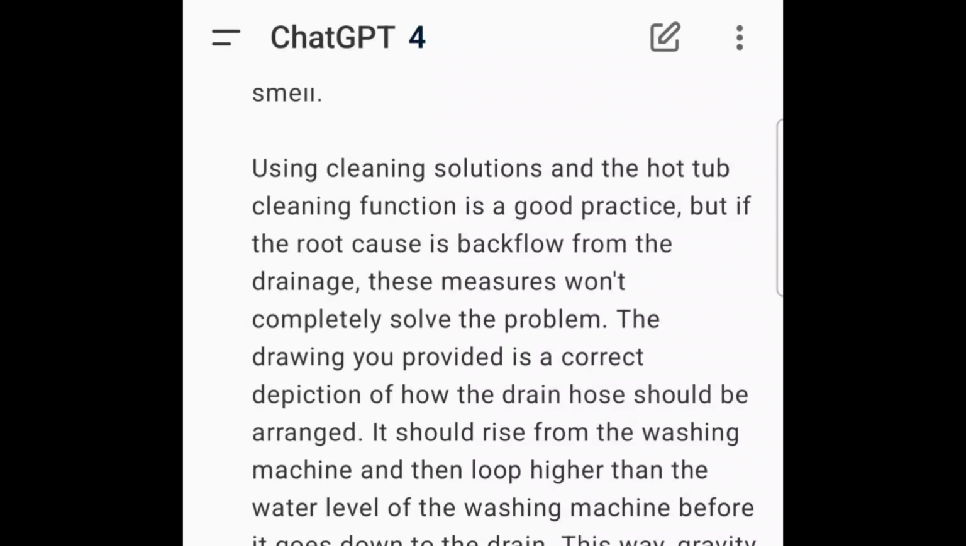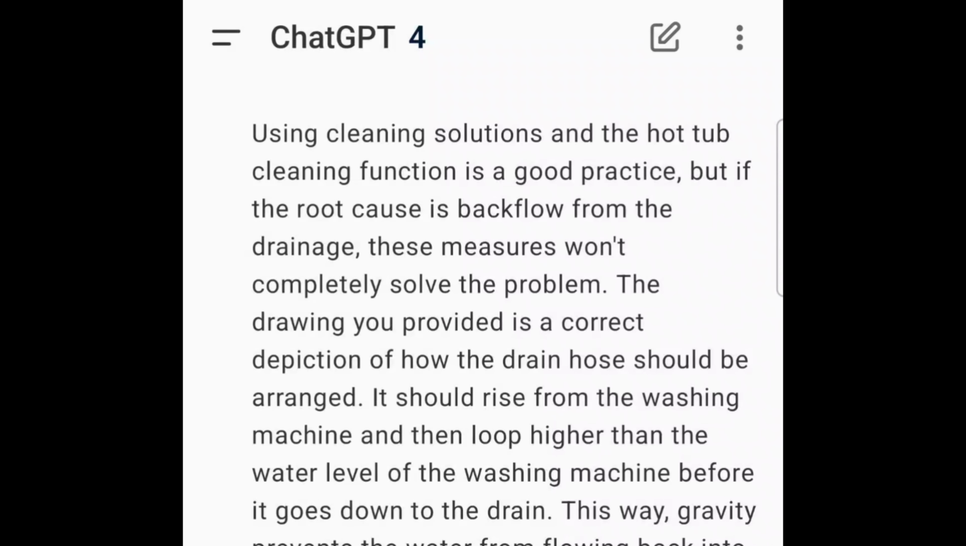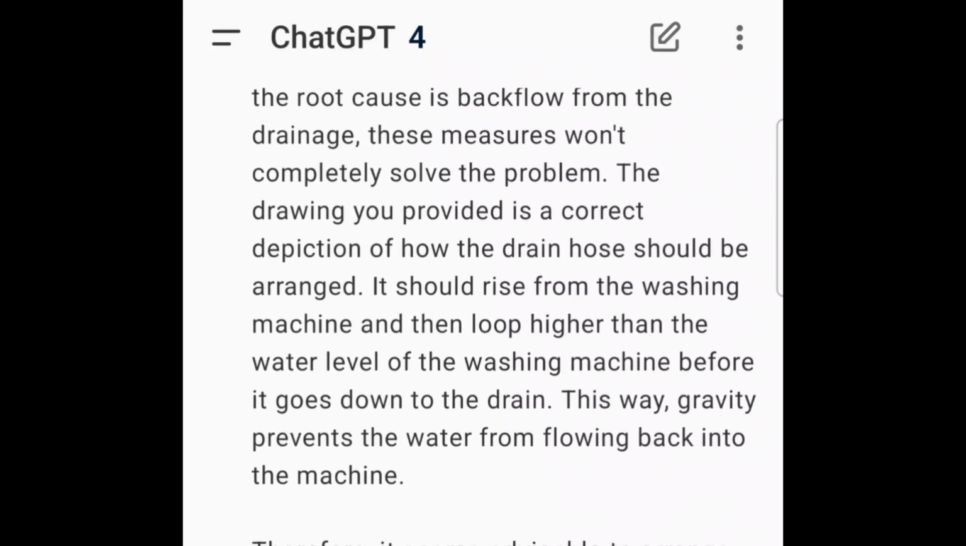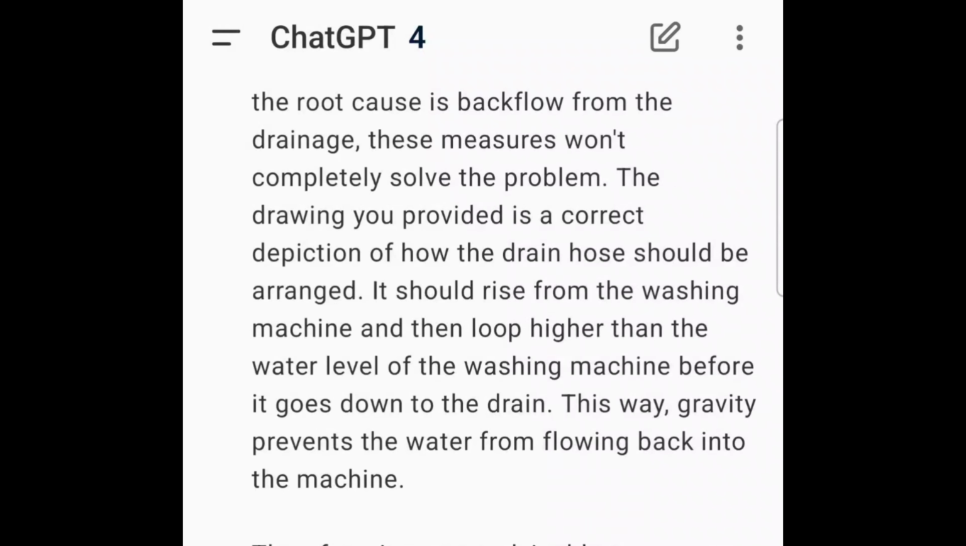The drawing you provided is a correct depiction of how the drain hose should be arranged. It should rise from the washing machine and then loop higher than the water level of the washing machine before it goes down to the drain. This way, gravity prevents the water from flowing back into the washing machine. So you can see, guys, how incredibly amazing AI has come so far in analyzing and understanding the problem.